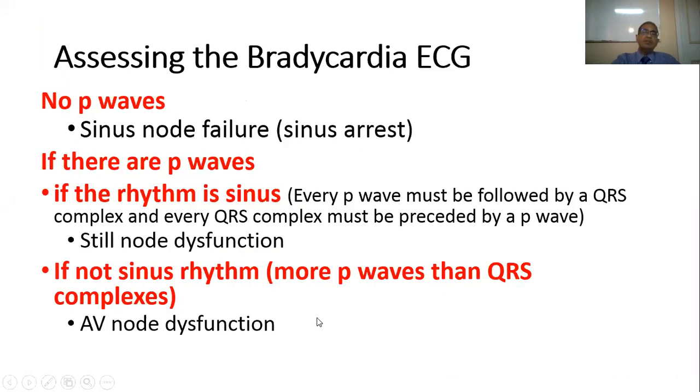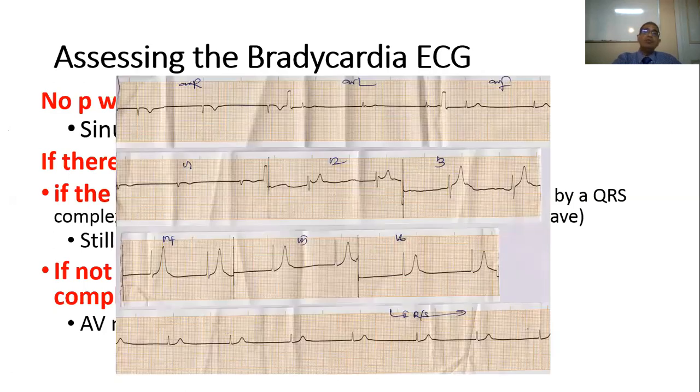Now, this is a very important slide. Why is it important? Because if you understand this slide and remember it for the rest of your life, you will find it extremely easy to decide, when you see a bradycardia ECG, whether the patient is having a sinus node problem or an AV node problem. So if you have a bradycardia ECG and you don't see any P waves at all, what does it mean? It means that the sinus node is not functioning at all. So we call it sinus arrest, and the ECG will look something like this.